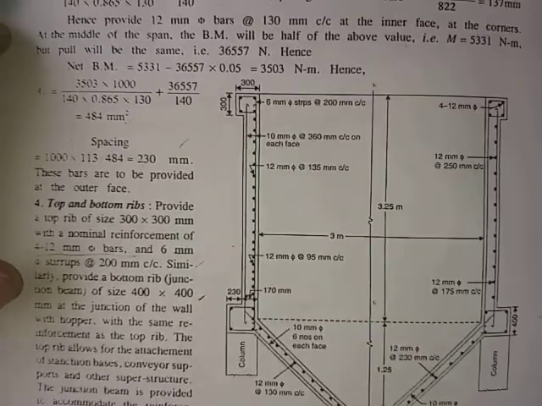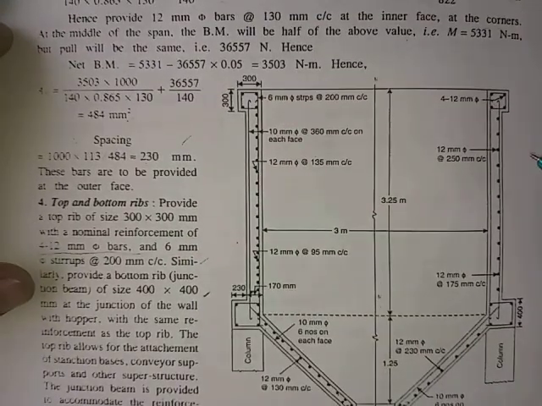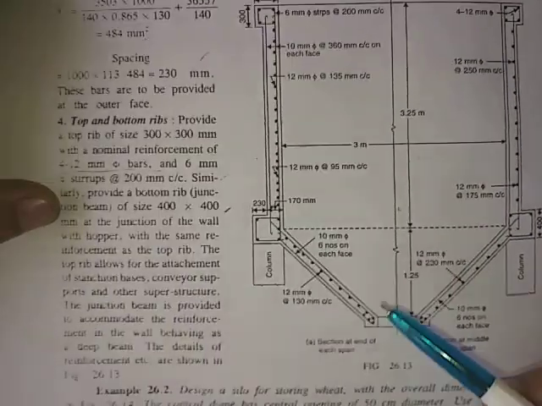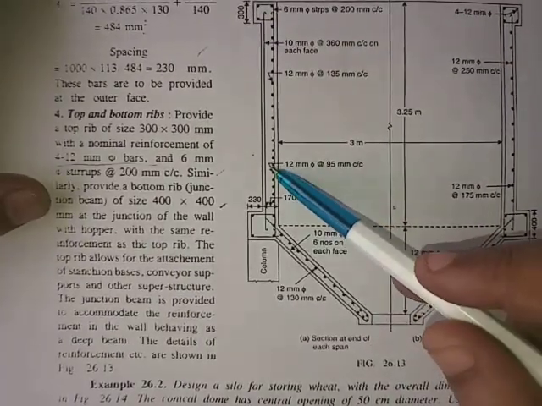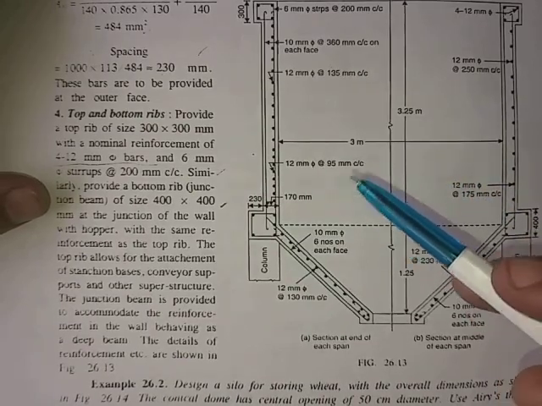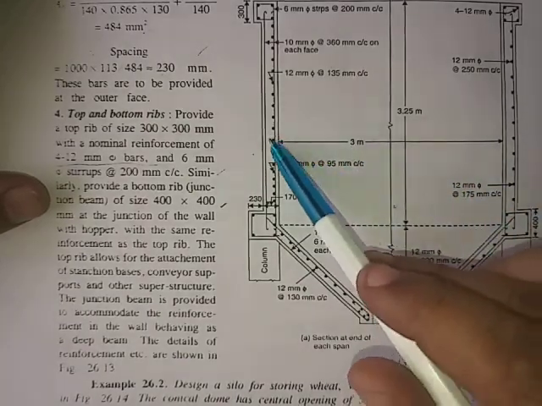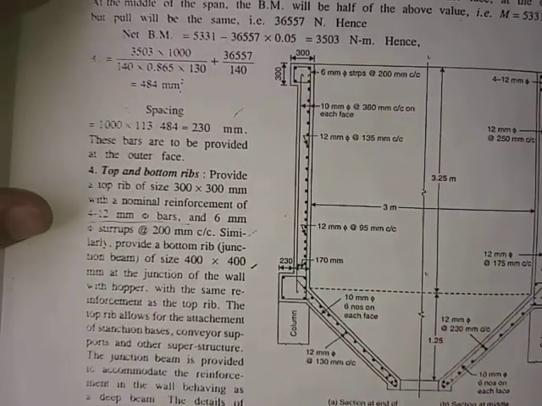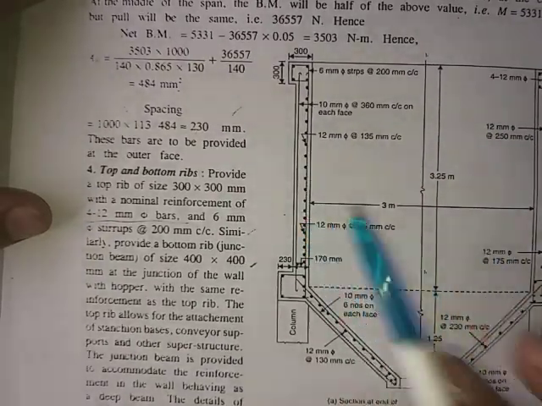Again, a circular bunker can be designed, where the design of the hopper bottom will remain the same, but the walls have to be designed for the hoop tension, and the reinforcement has to be provided in the form of rings. The vertical bars will remain the same. It will be the minimum steel, that is 0.3%, which has to be provided for the walls.